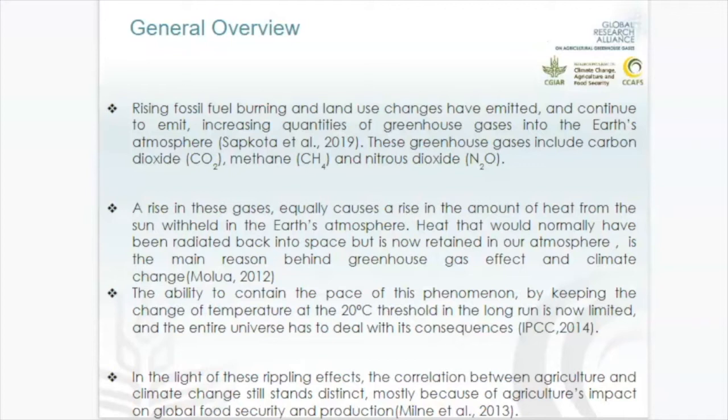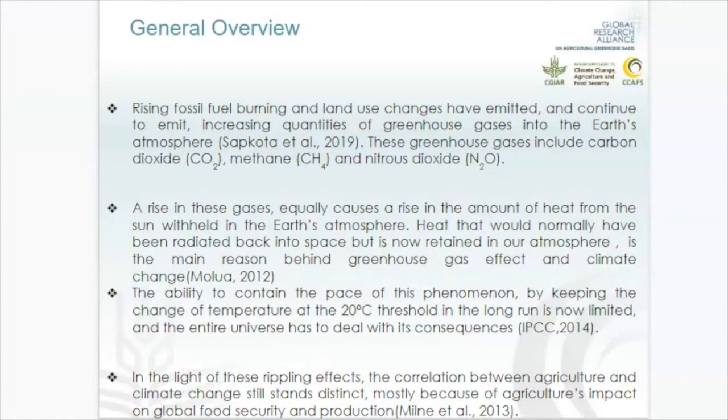Rising fossil fuel burning and land use changes have emitted and continue to emit increasing quantities of greenhouse gases into the Earth's atmosphere. Examples of these gases are carbon dioxide, methane, and nitrous oxide. A rise in these gases equally causes a rise in the amount of heat from the sun withheld in the Earth's atmosphere. Normally, heat that is supposed to be radiated back to space is now retained in the atmosphere, which is the main reason behind the greenhouse gas effect and subsequently climate change. The ability to contain the pace of this phenomenon by keeping the change of temperature at the 2 degree centigrade threshold as stipulated by IPCC 2014 is now limiting, and the entire universe has to suffer these consequences.